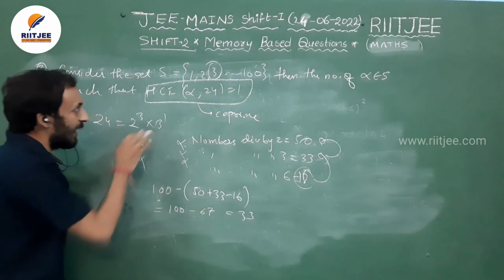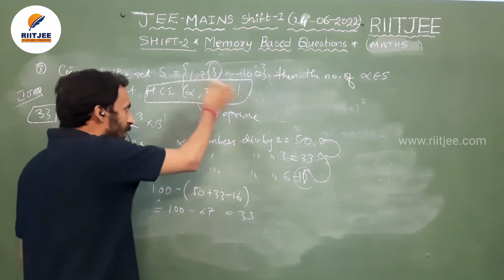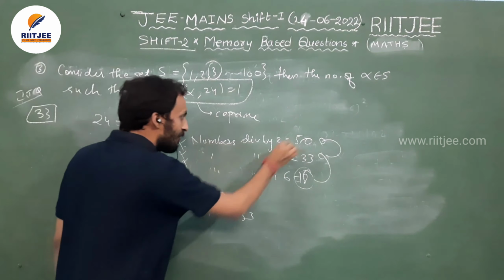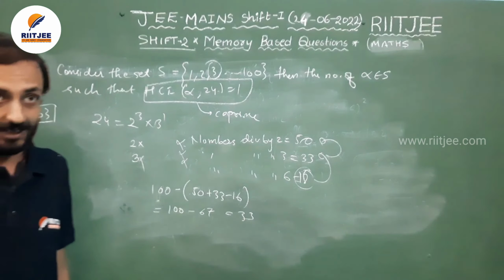ये एक hybrid question है. कैसे set theory का question था, simple आपसे पूछ रहा है GCF. If you know that this is co-prime and how to find the GCF, it means the GCF will be 1 when both alpha and 24 will not have the common factors, right?